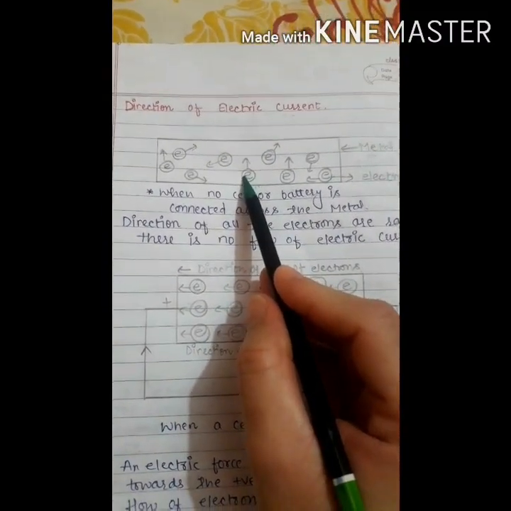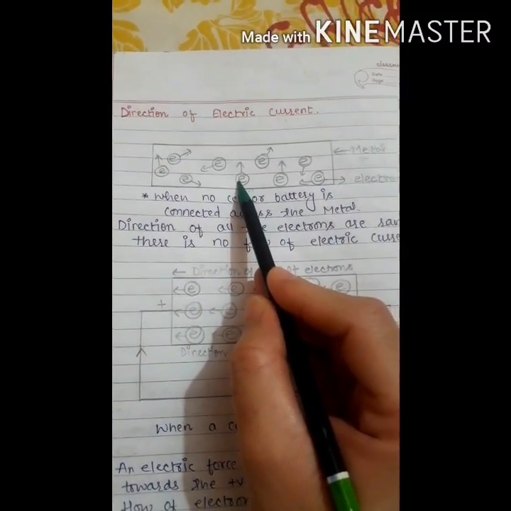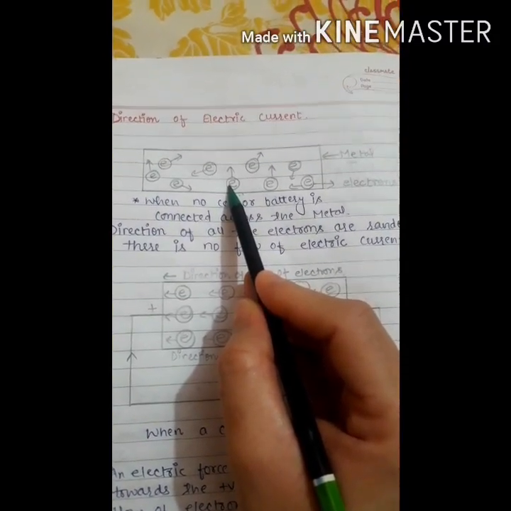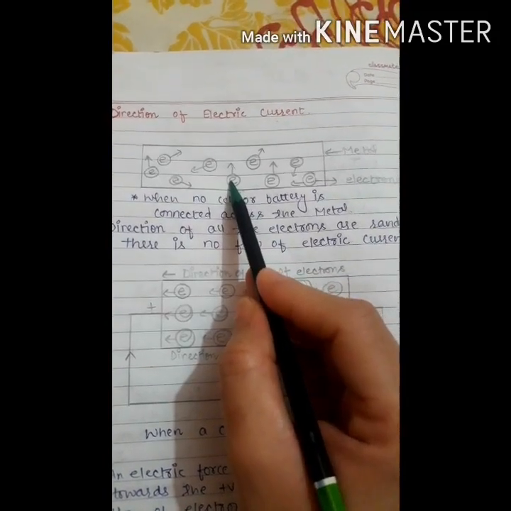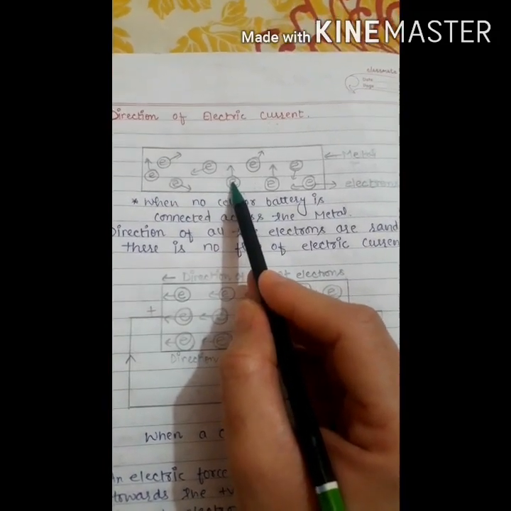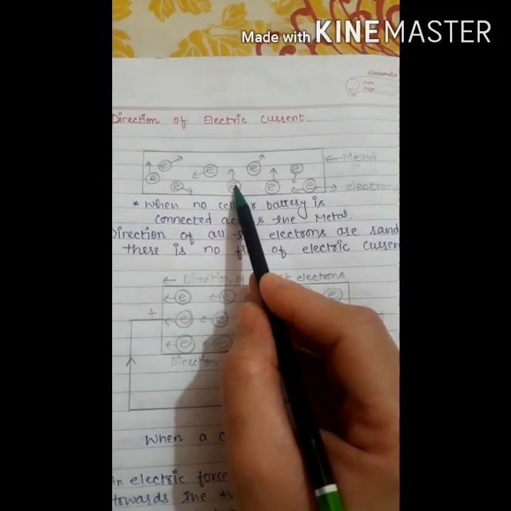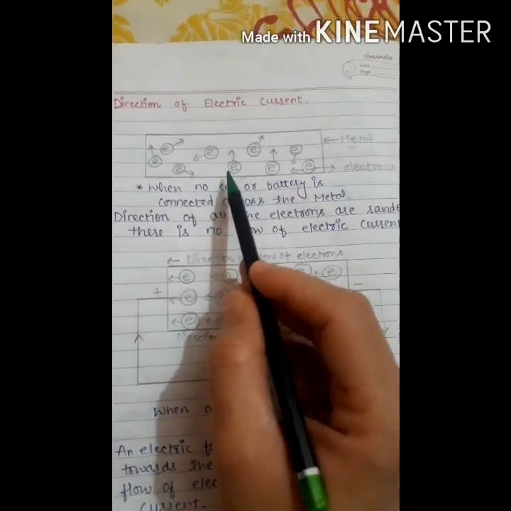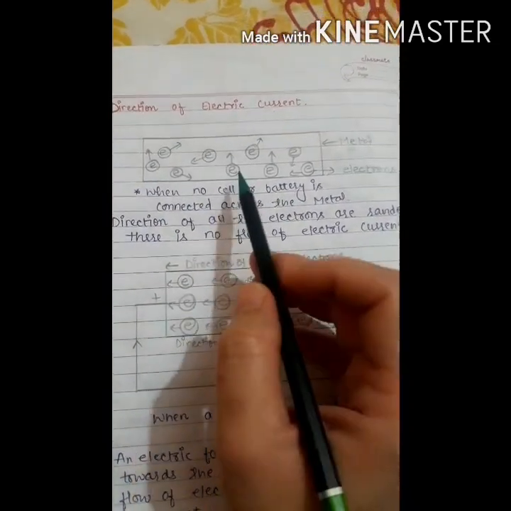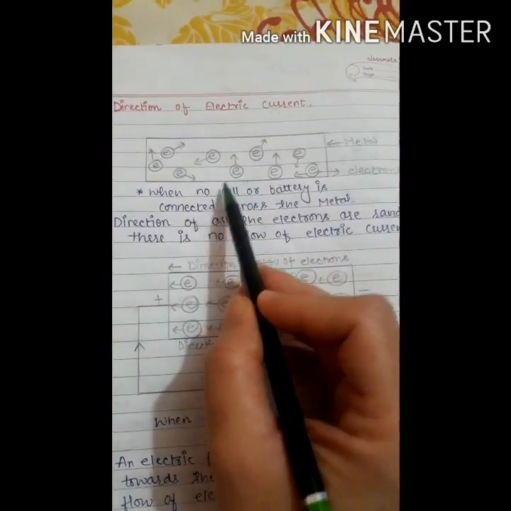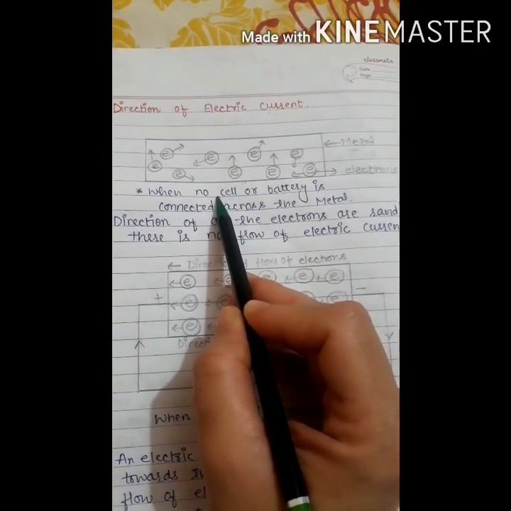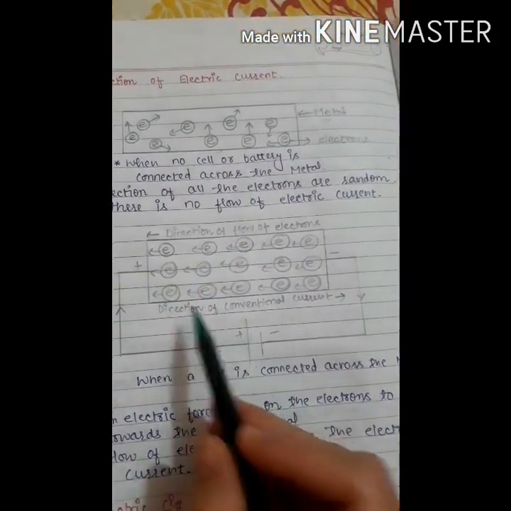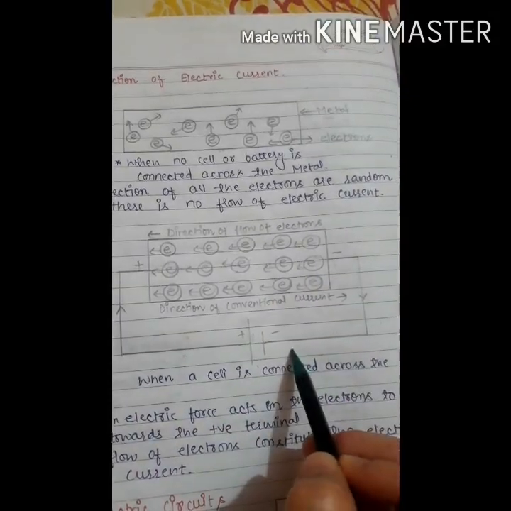Yes students, we know that a metal has a large number of free electrons. We also know that electric current is a flow of electrons in a metal wire when a cell or a battery is connected across it. Now, there will be two cases. In first case, there will be no cell or a battery connected across the end of the metal conductor, whereas in second case, a cell or a battery is connected across the end of the metal conductor.